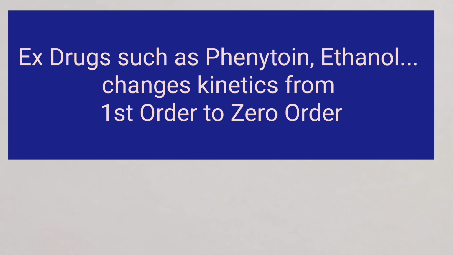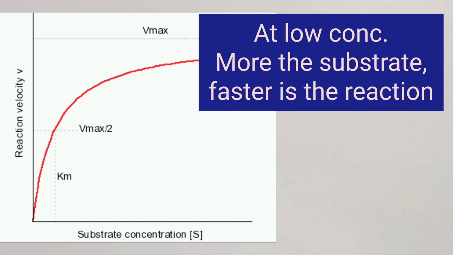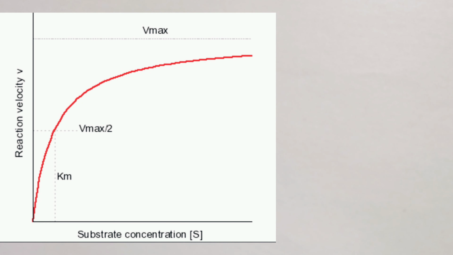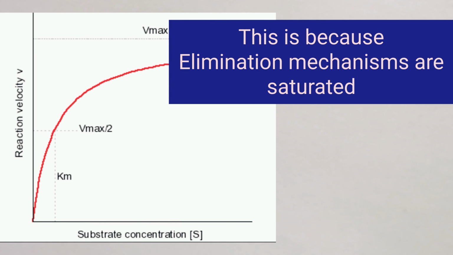So the Michaelis-Menten model describes the relationship between the concentration of the drug and the rate of enzyme mediated reaction. At low concentration, the more substrate you give, the faster is the reaction. But at high concentration, the rate of reaction remains the same because all the enzyme molecules are busy, that is, the system is saturated. So there is no further increase in the rate of reaction.